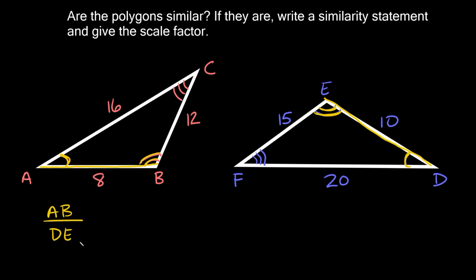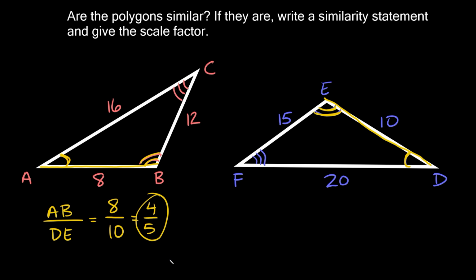Now, when we compare these two, let's compare the lengths. So side AB right here, you can see is 8 units long, and DE is 10 units long, right? So we get 8 over 10, which we can reduce down to 4 over 5. Okay, so when we compare the two sides right here, it gives us our scale factor. So the scale factor between those two sides is 4/5.